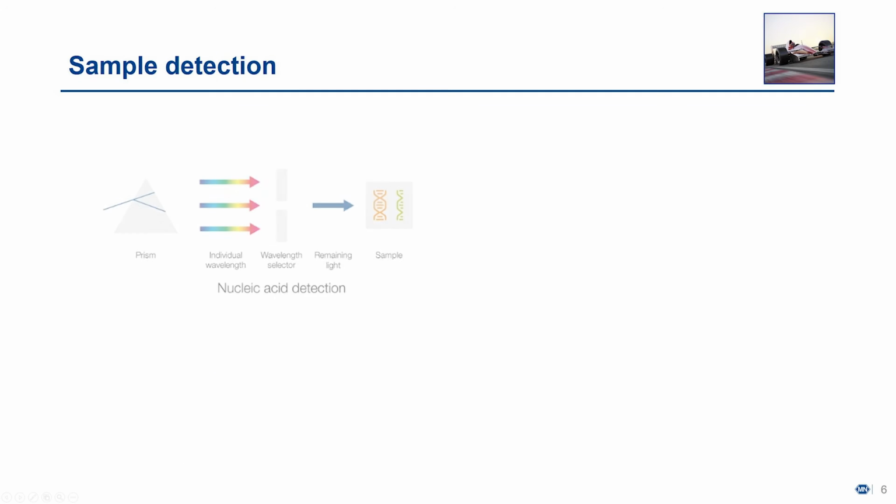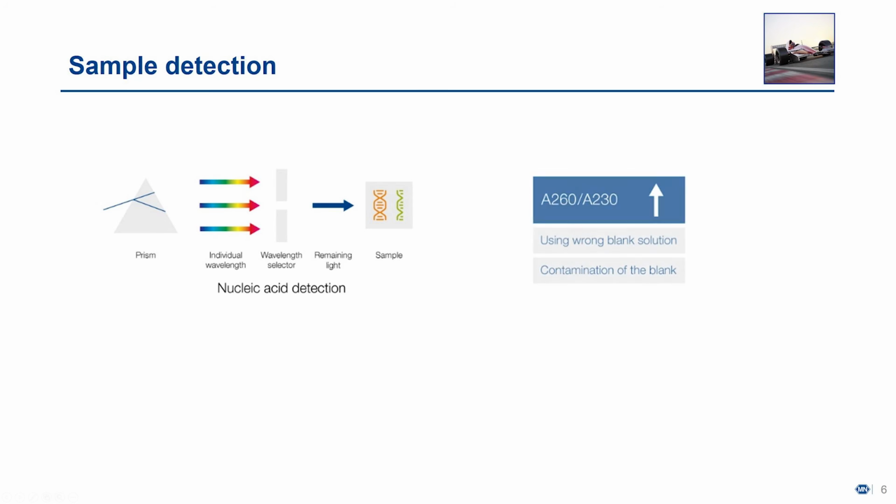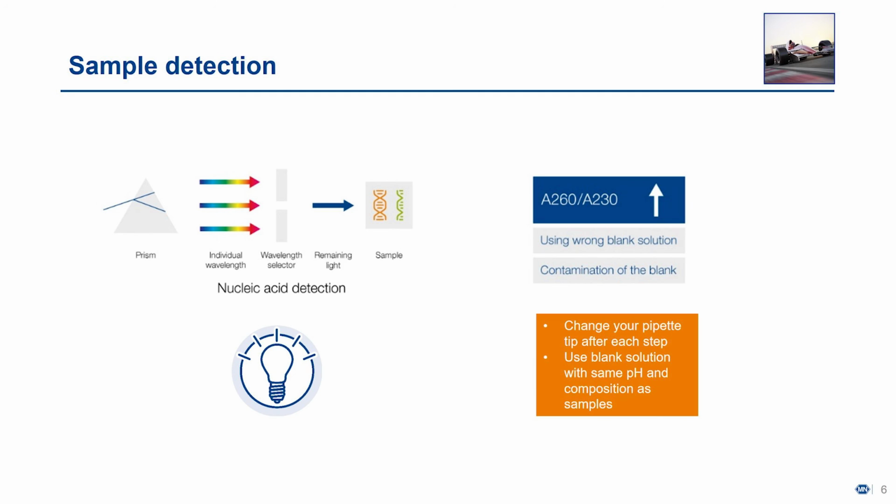And now for the last step, the sample detection. So far, you've isolated your DNA or RNA, and now you want to measure the yield and purity using a photometer or similar process. You see that the quality of your sample is perfect. However, during this step, it still looks as if there's something wrong with your sample. This may be because you may have used the wrong blank solution. It's important to use a blank solution with the same pH and composition as your samples. It's also possible that the blank solution you are using is contaminated. Make sure you are changing the pipette tip after each step.